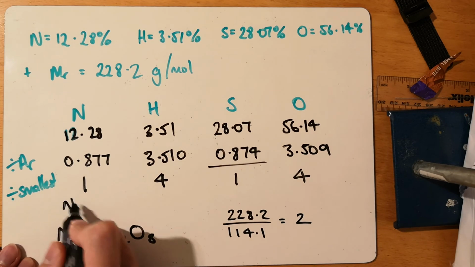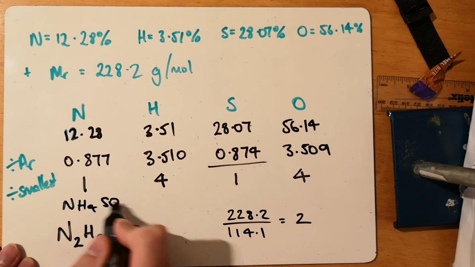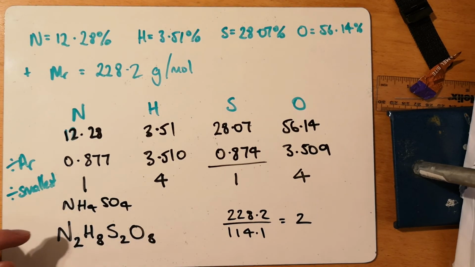My empirical is just NH4SO4. So we can work out, if we have the molecular mass of the compound, the empirical formula and the molecular formula. And that is empirical formula calculations.